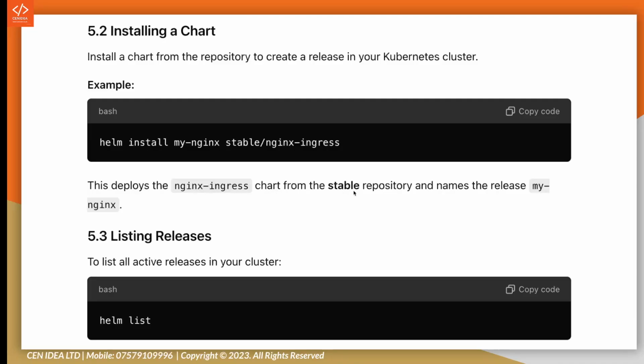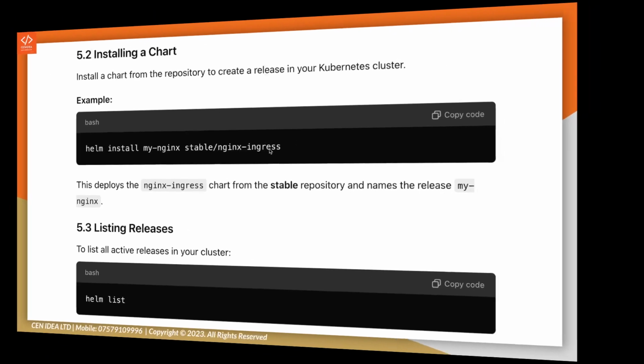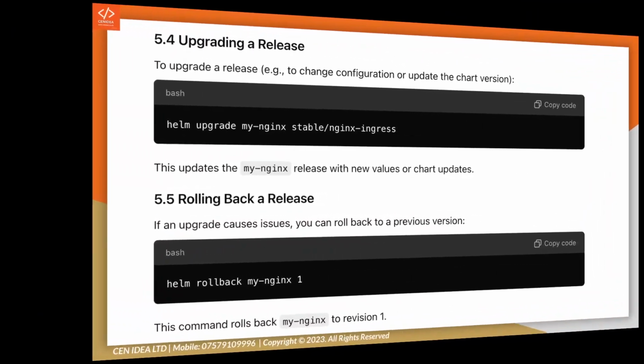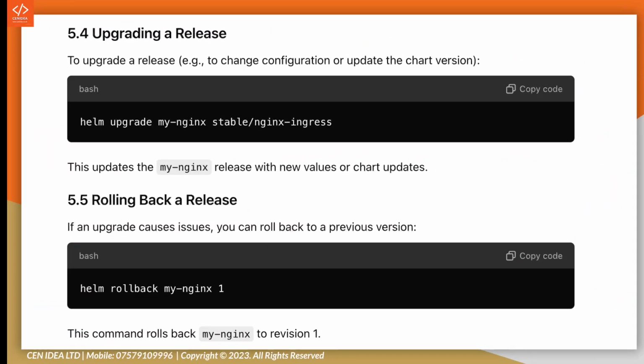So from the stable repository that you added, because you called it stable when you added that repository, you can just deploy things and find sub things within it and just deploy that. You can also list all the active releases in that repository that you've just added. If you do Helm list, it will list every single repository within that version, and you can see what is in there.